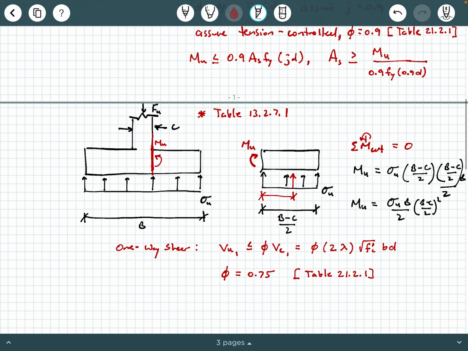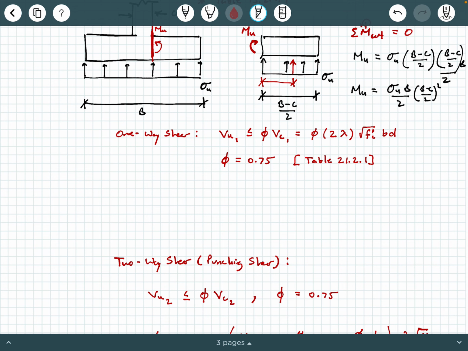All right. Let's talk about one-way shear. One-way shear is very much the same as beam shear. So what I'm calling Vu1, that's one-way shear. It must be less than or equal to phi Vc1. Now that is equal to phi 2 times lambda times the square root of f prime c times b times d. A lot of similar variables here that we've seen before and that we're familiar with, hopefully, with beams. Phi is 0.75. That's the LRFD resistance factor. You can find that in table 21.2.1.